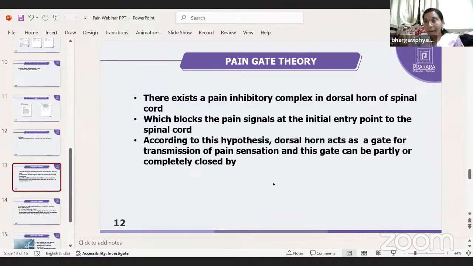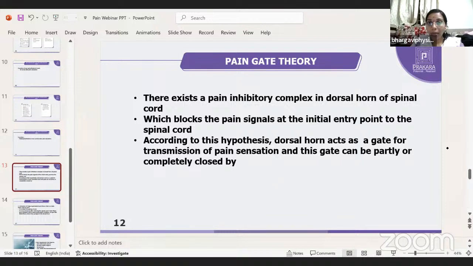Why? Because our dorsal horn is present in the spinal cord, and if we transmit, it is going to reach the somatosensory area 3, 1, 2 of the primary cerebral cortex. So it is going to reach that specific area of the cerebral cortex. So from the spinal cord to the cerebral cortex, the blocking of the pain signals is going to occur in our dorsal horn of our spinal cord.